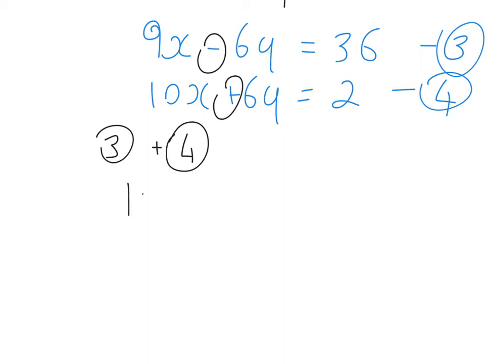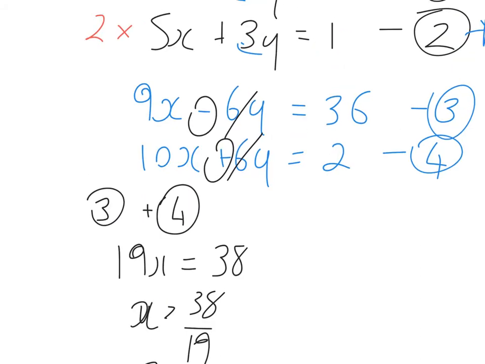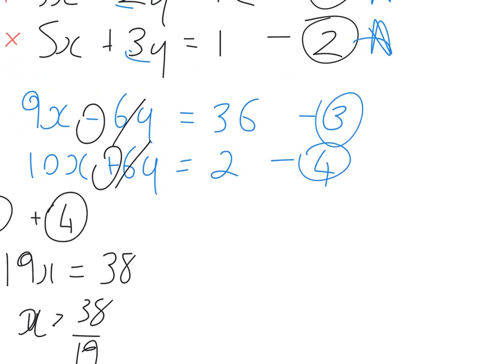9x plus 10x is 19x. Minus 6y plus 6y cancels out, and 36 plus 2 is 38. x is equal to 38 over 19, and x is equal to 2. You then sub that x equals 2 into one of the equations. So I'm going to sub it back into equation 2.